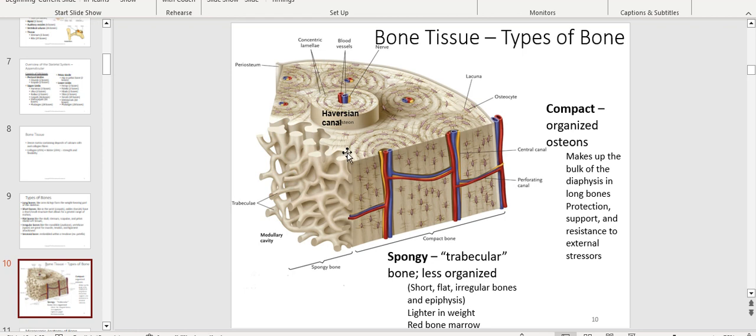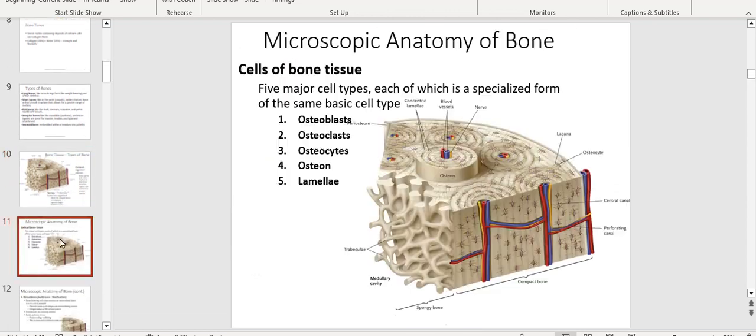You'll see there that these osteons are also known as Haversian canals. There's lamella, there are your blood vessels. Oh my goodness, there's nerve in there as well. Absolutely. Lacunae, osteocytes, we'll get into all of these as we move on down.